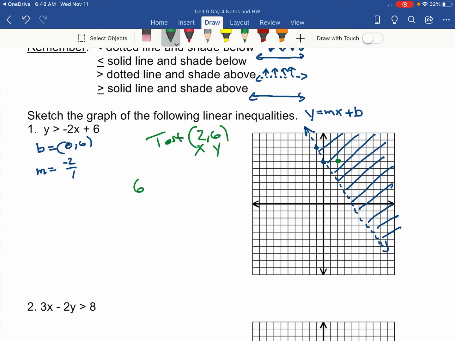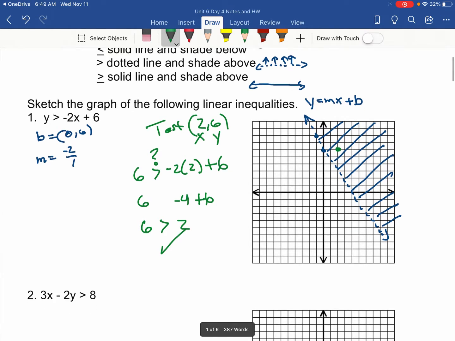So I'm going to see if 6 is, in fact, greater than negative 2 times 2 plus 6. I'm going to put a question mark here because we don't know, we're just testing it. Then I'm going to simplify it. Negative 2 times 2 is negative 4, and then negative 4 plus 6 is a positive 2. So 6 is, in fact, greater than 2. So we shaded in the correct direction. That's what that looks like.